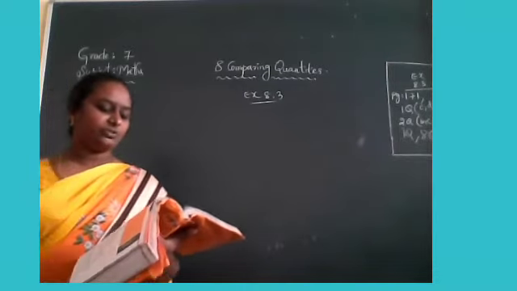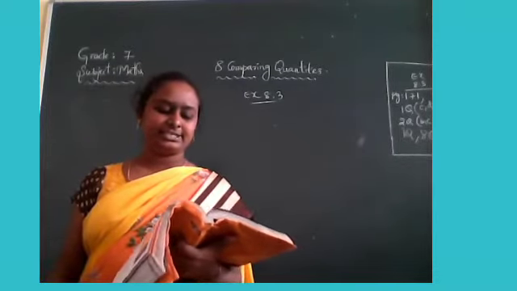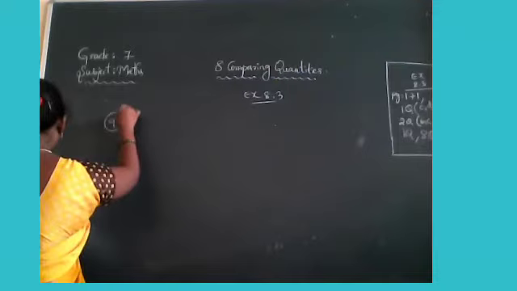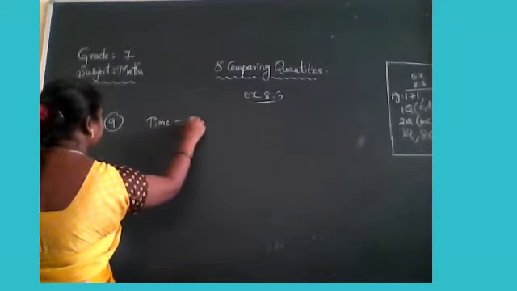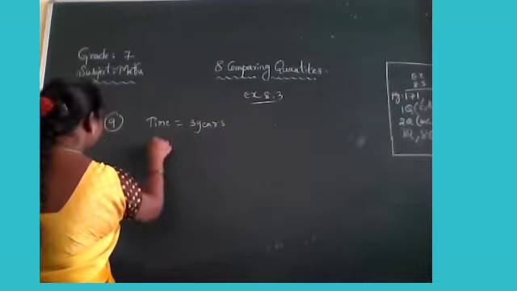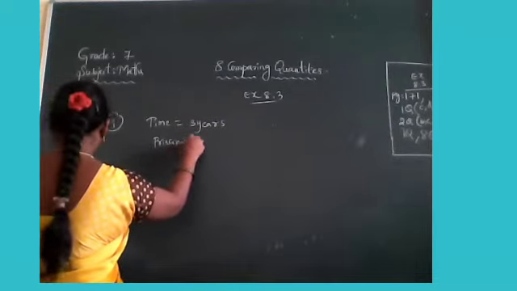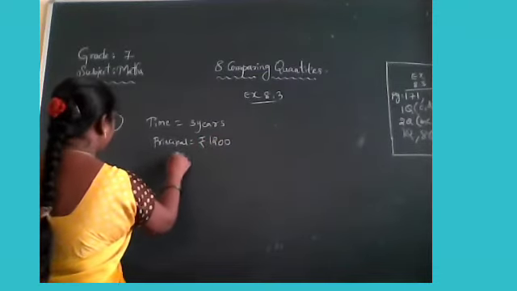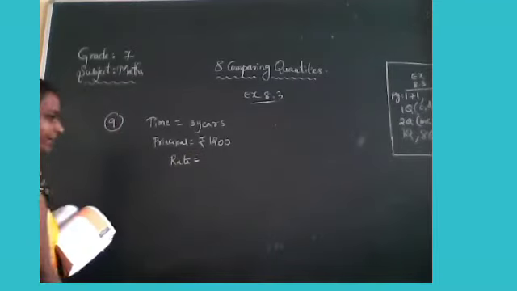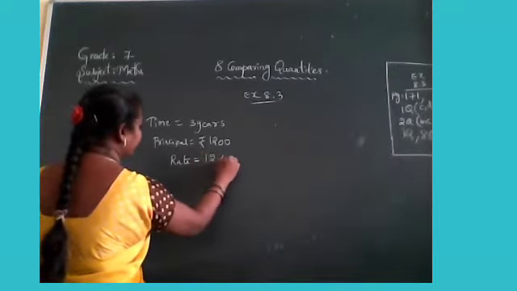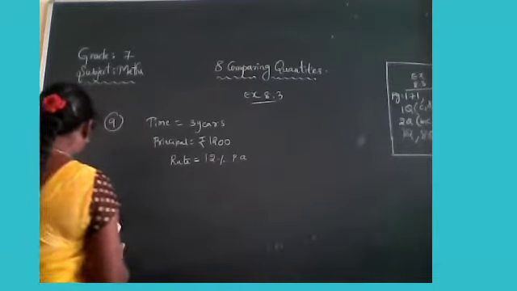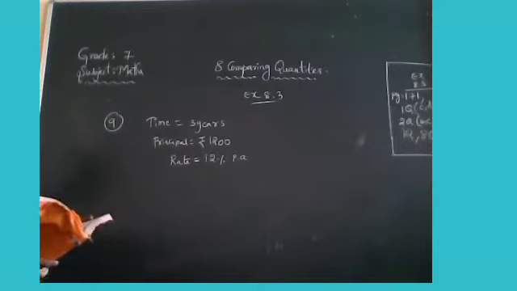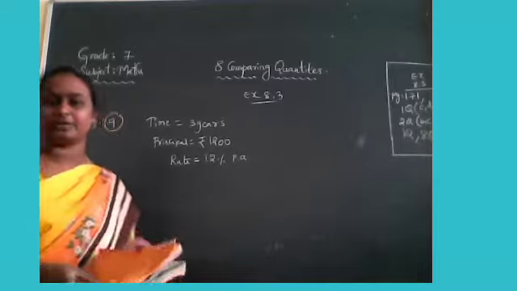Find the amount to be paid at the end of 3 years in each case. Principal is 1200 rupees at 12%. So here time is given, that is 3 years, and principal is nothing but the borrowed amount, that is 1200 rupees, and 12% per annum is the rate. Okay? So here three terms are given: principal, time, rate. Then what do you have to find here? We have to find the amount.